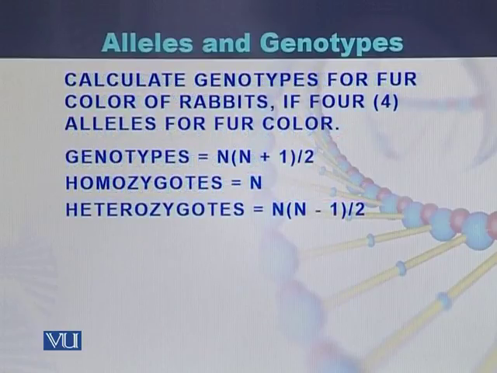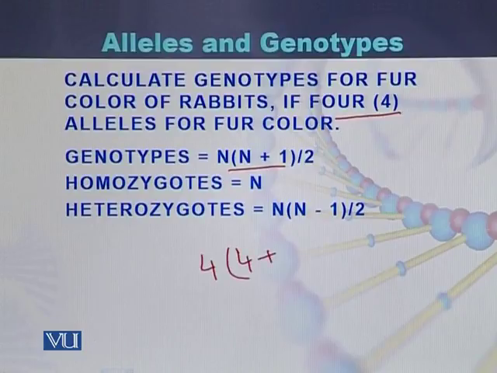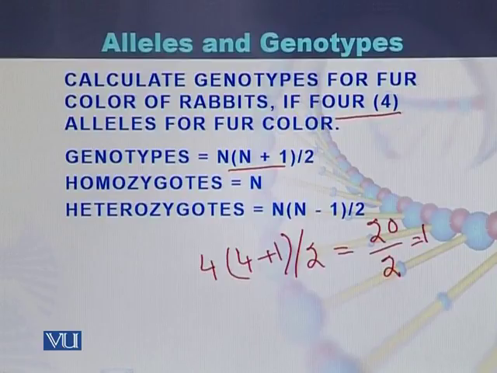If we try to calculate the genotypes for fur color of rabbits, rabbits have 4 different alleles that code for fur color. Genotypes can be calculated with this formula. Here, the number of alleles is 4, so it is 4 into (4 plus 1) divided by 2. So it will be 20 divided by 2. So there are 10 different genotypes.